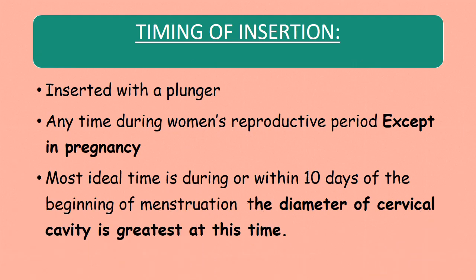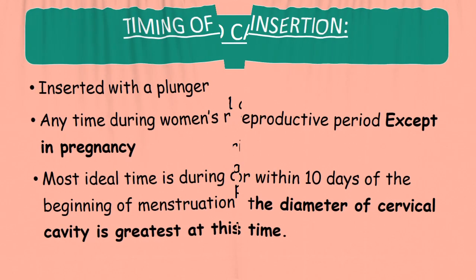For insertion, it is inserted with a plunger anytime during the woman's reproductive period except in pregnancy. The most ideal time is during or within 10 days of the beginning of menstruation, because the diameter of the cervical cavity is greater at this time. So at the beginning of menstruation is the ideal time to insert the intrauterine device.